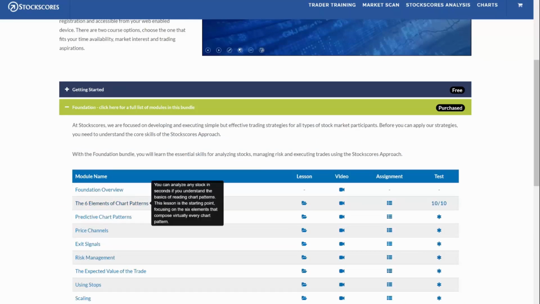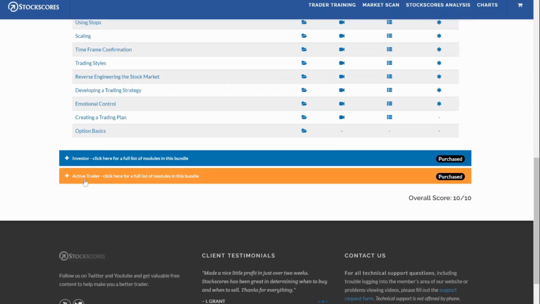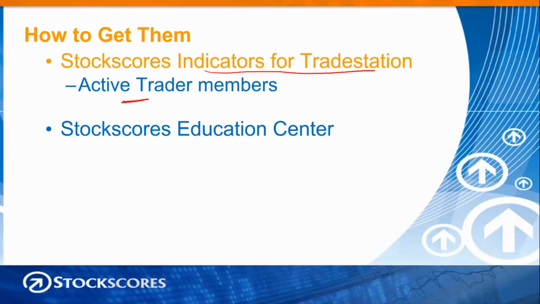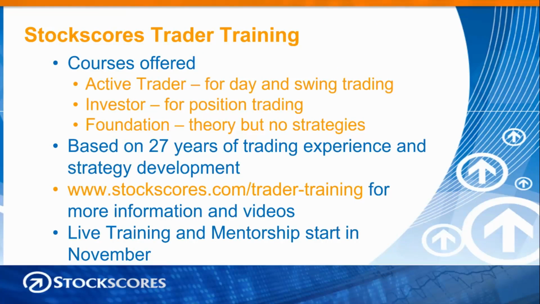Basically, foundation is theory; investor and active trader are the actual strategies. The rules for when to buy, when to sell, how to manage risk, all that sort of stuff. Okay, so that is the Education Center. Within the Trader Training, you're going to learn my strategies. It's based on 27 years of trading experience.